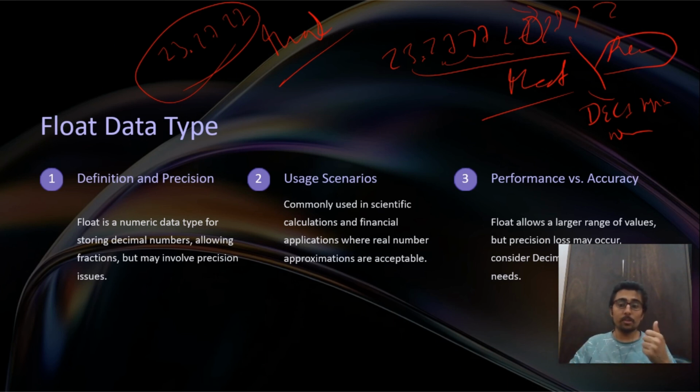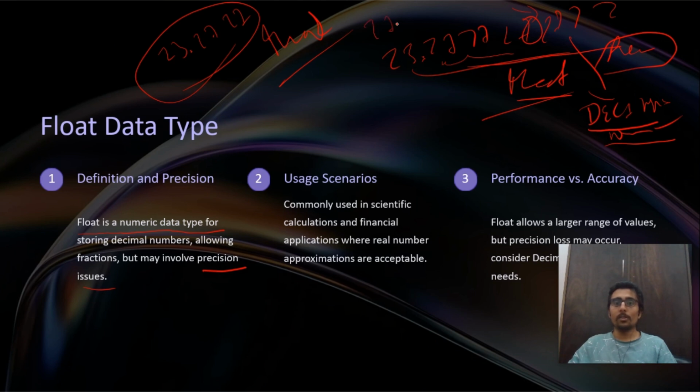Especially in terms of cash flow or money, if it's in crores of rupees, small mistakes might lead to millions of losses. So in those particular cases, you should take care and use decimal or numeric instead of float. I hope you understood. Also, float is a numeric data type, as I told you. It's a type of numeric data type storing decimal numbers, allowing fractions, but may involve precision loss. I told this, right? Precision issue. This is the reason we use decimal.